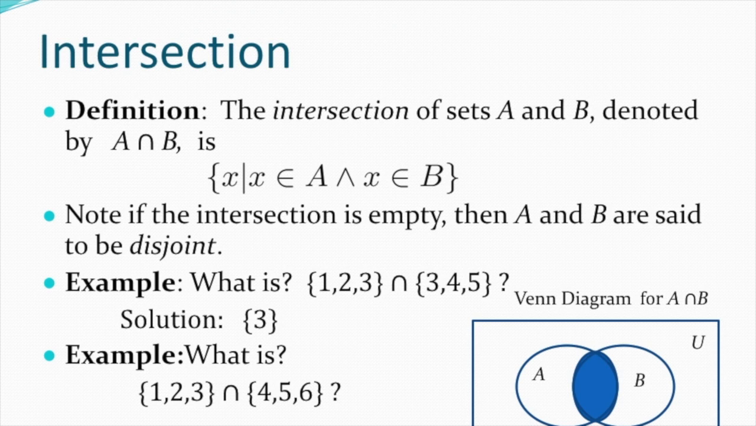Now, take another example. What is the intersection between the set 1, 2, 3 and 4, 5, 6? There is no common element. There is one single common element between them. We said that phi, the empty set, is an element of any set. So phi is the only element between them.